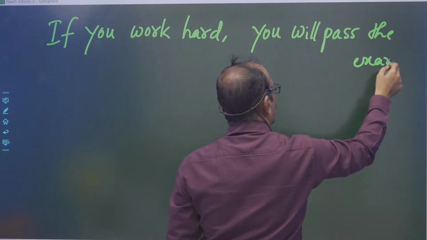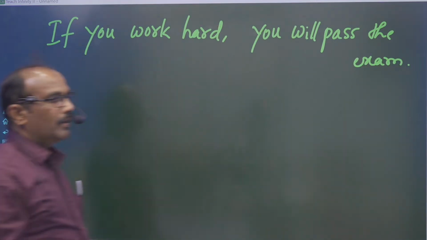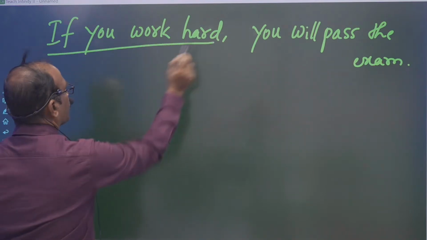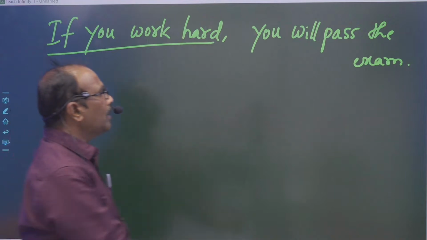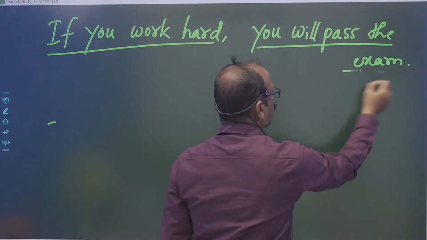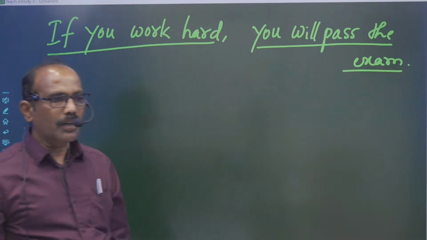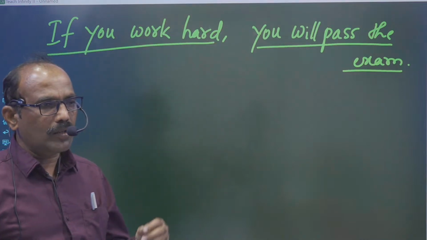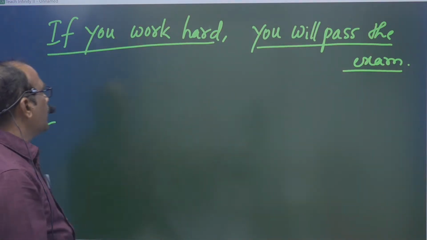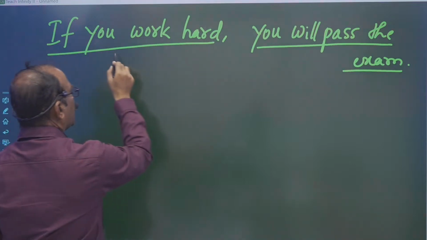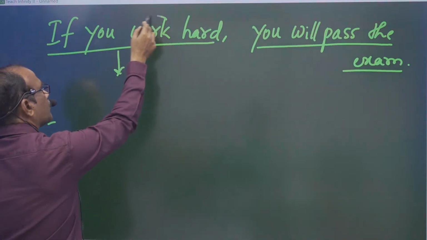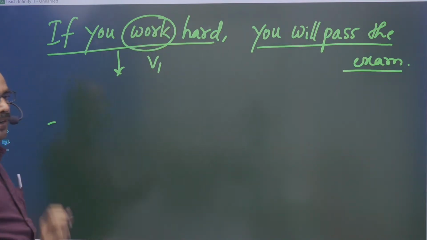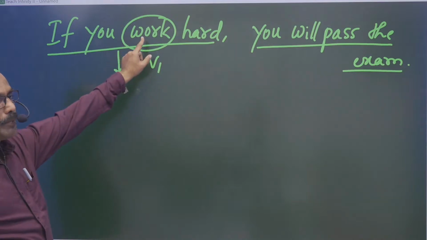If you work hard, you will pass the exam. If you work hard, this is a part of a sentence. And you will pass the exam, this is also part of a sentence. Because this is a part of a sentence and we can consider this as a clause because we have a verb with it. It means there is a finite verb present in this particular part of a sentence.